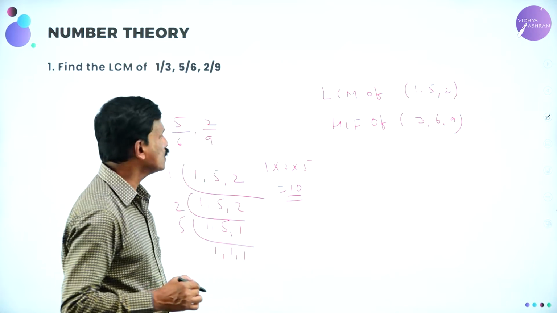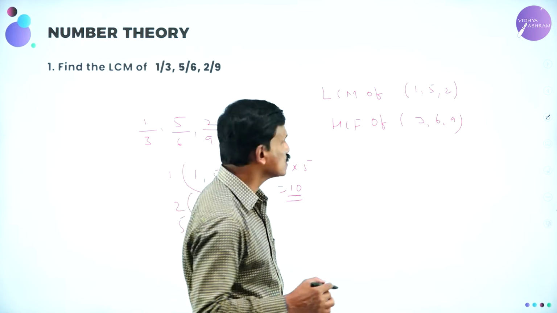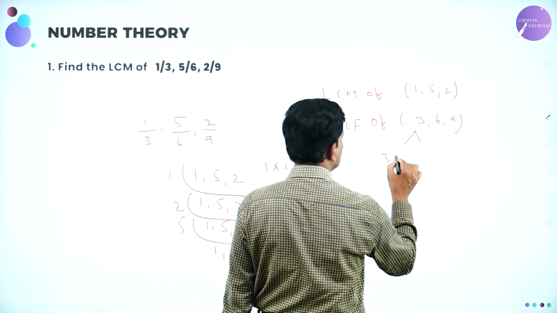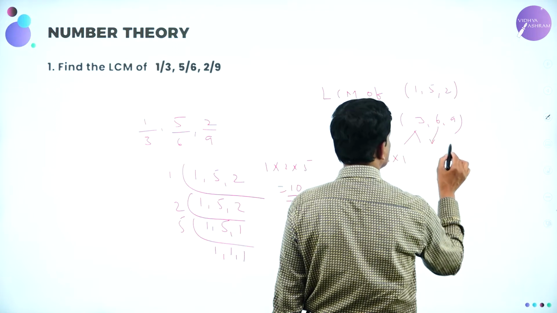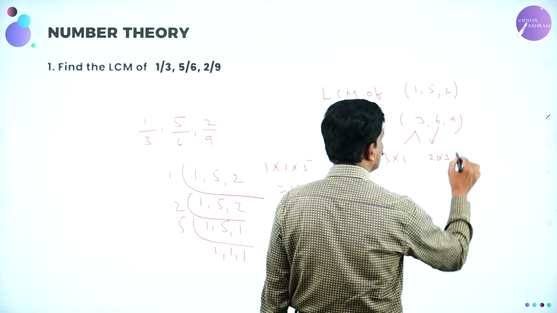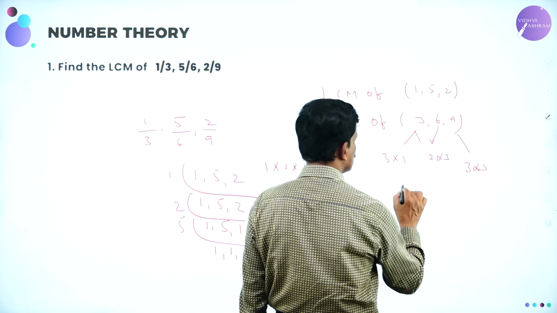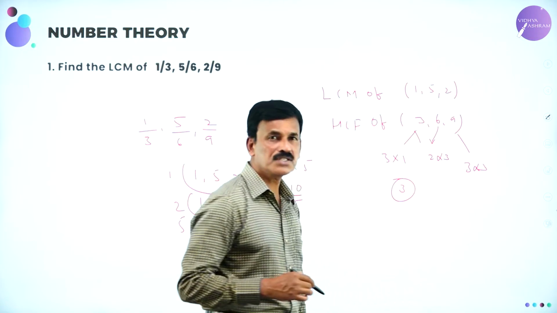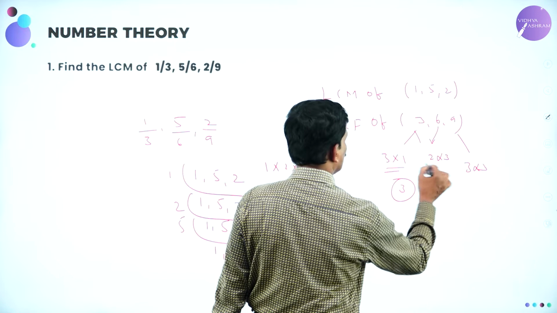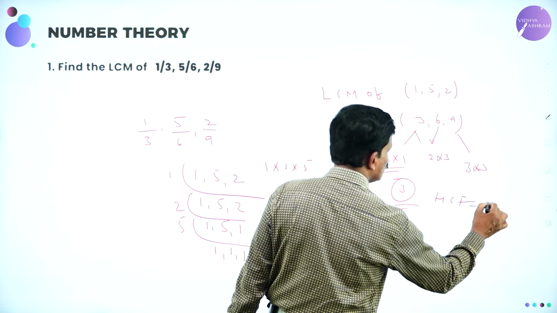For the numerator, the LCM is 10. Now find out the highest common factor for the denominators. For 3, the factor is 3 into 1. For 6, it is 2 into 3. Again for 9, it is 3 into 3. The common factor is 3. So the highest common factor is 3 to the power of 1. So that is 3. So HCF is equal to 3.